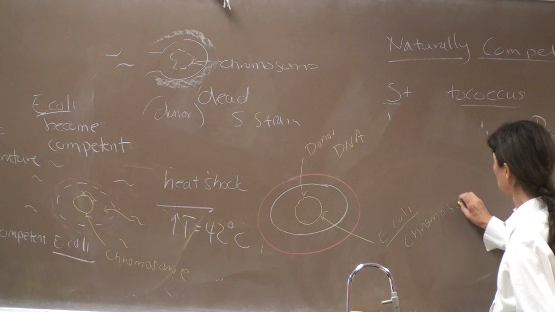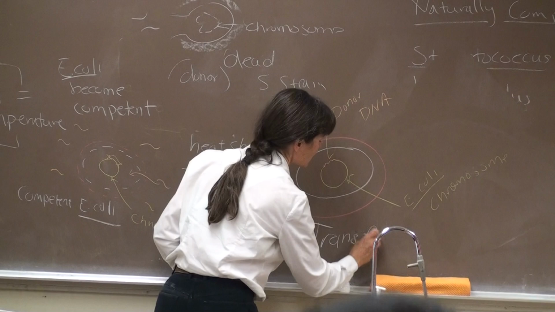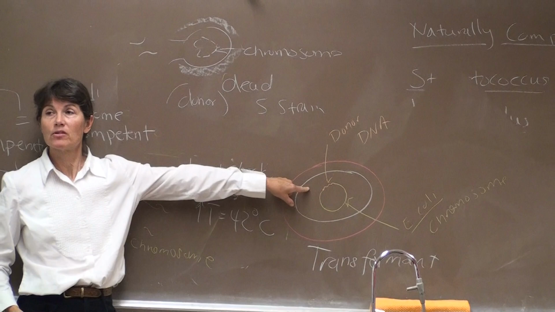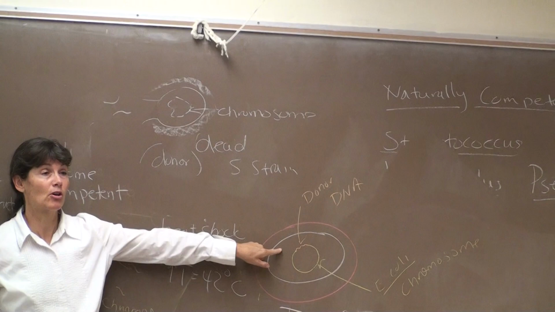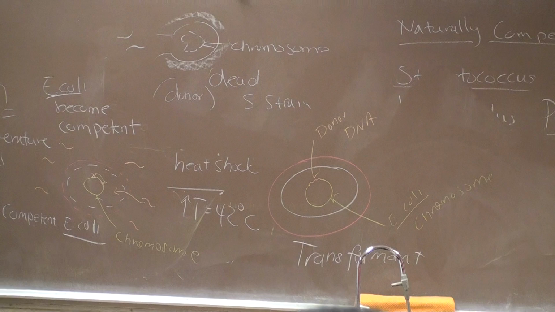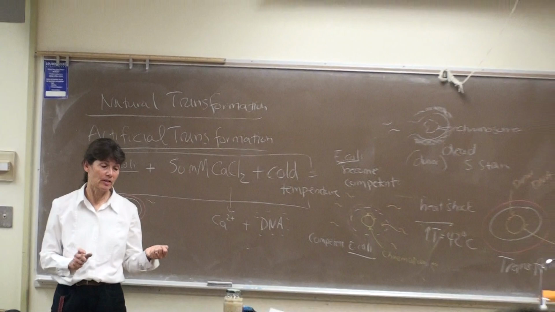And such a cell is described as a transformant. It's been changed. And the thought is that hopefully the E. coli RNA polymerase can transcribe the donor DNA and that the E. coli ribosomes will attach to the messenger RNA and translate that donor genetic information into new proteins. Okay. So this is one of the most basic genetic engineering experiments. And like we said, we're doing it as a demo in lab. It's pretty easy, kind of scary how easy it is.